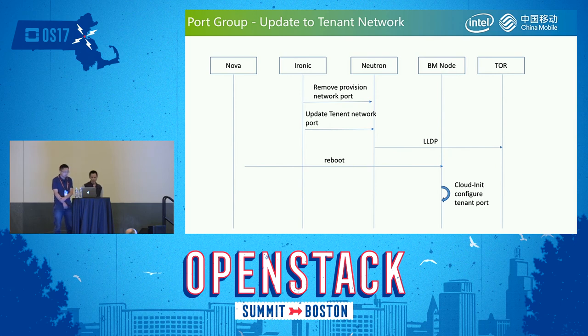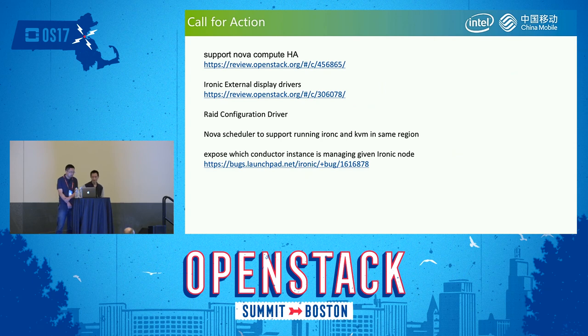So at this stage, when the deployment is complete, it will tear down the provision network and switch to the tenant network. And we have all the LLDP information in the Ironic port, so it will configure the ToR switch. And then it will reboot the bare metal nodes. And when the system starts, it will use the information in the config drive to do the port bonding and create the storage sub-interface. So this is pretty much all the implementation detail that we would like to talk about today.